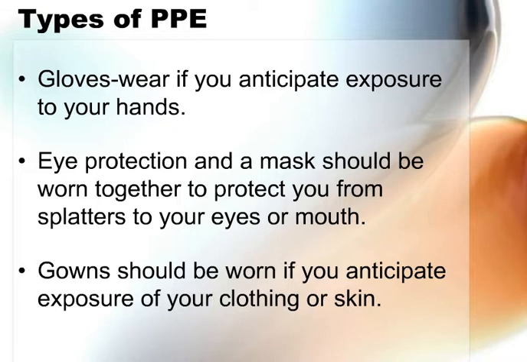Types of PPE. Gloves. Wear gloves if you anticipate exposure to your hands. Eye protection and a mask should be worn together to protect you from splatters to the eyes or mouth. Gown should be worn if you anticipate exposure of your clothing or skin.